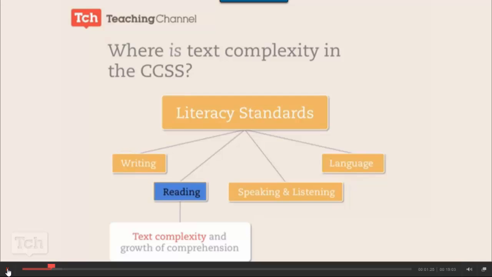Now, I just want to remind everybody though that just because text complexity is within reading, is within literacy, it's not just about those English language arts teachers. In fact, text complexity is for any teacher who is putting primary text in front of our students. And as we know, this component of the standards is for all teachers. All teachers in all disciplines are being asked to put primary text in front of their students so that our students really come to understand the role of literacy in that discipline.